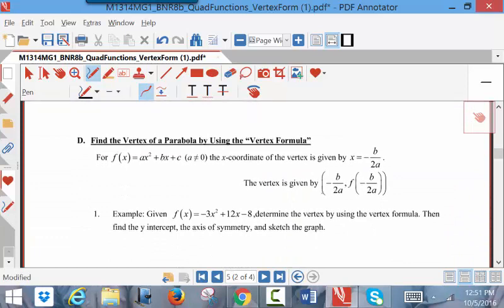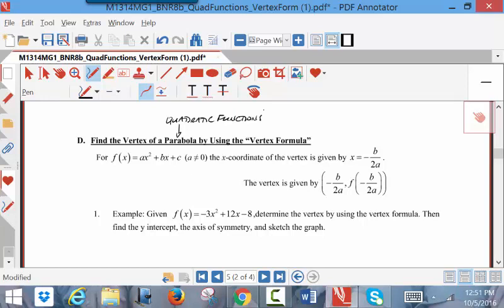All right, so now it says, part D, find the vertex of your parabola. And remember, parabolas, we have so many words. Parabolas are also our quadratic functions. Our quadratic functions, we just kind of informally call them parabolas. Find the vertex of our parabola by using the vertex formula.